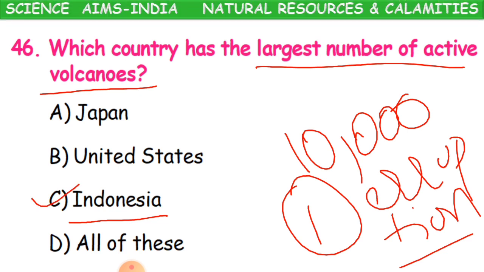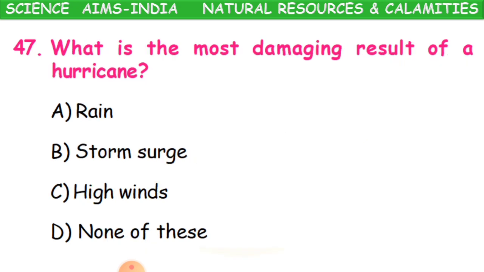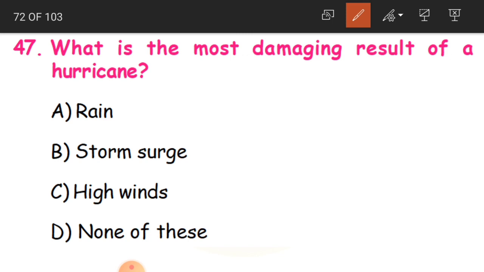In this country we have got the largest number of active volcanoes. Clear children? 47th question. What is the most damaging result of a hurricane? And the options are rain, storm surge, high winds, and none of these. And the answer is none of these.